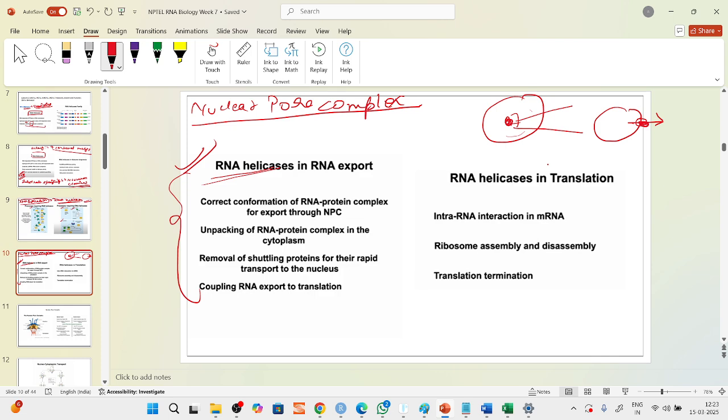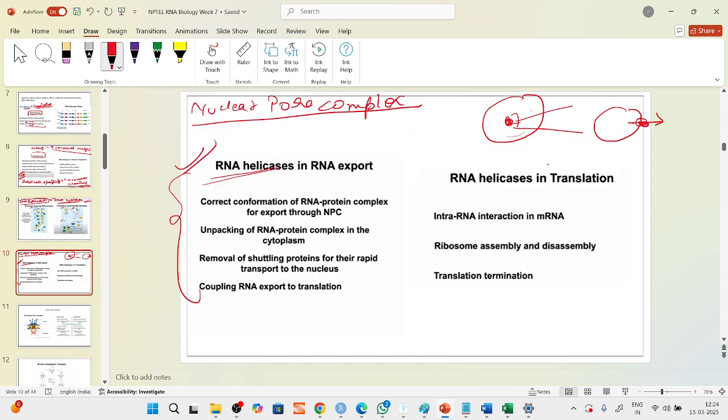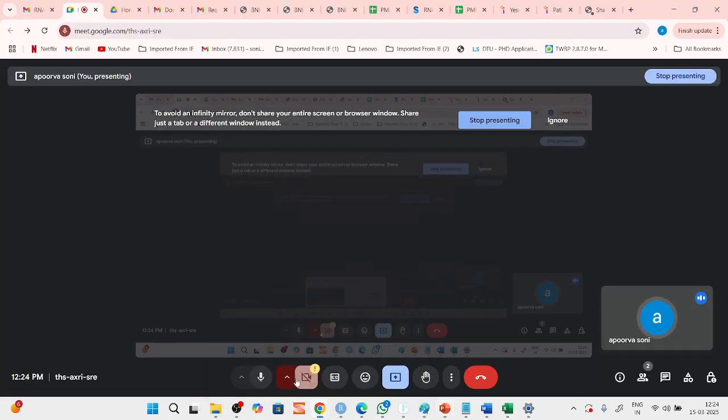Now, what is their role in the translation process? Here we saw that they are also involved in the translation process. So how are they involved? Intra-RNA interaction in mRNA, ribosome assembly and disassembly, and translation termination. So these are the three events. Okay. These are the three events in which RNA helicases are required during the translation procedure. Okay.